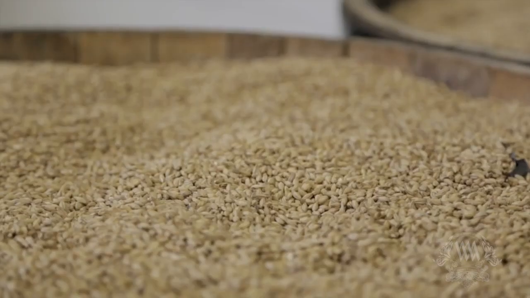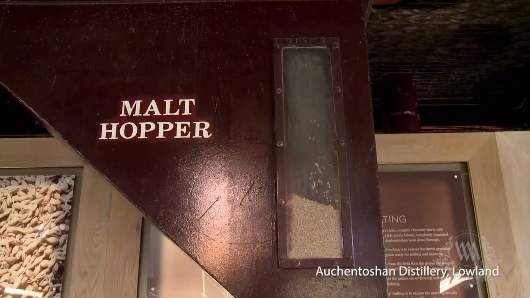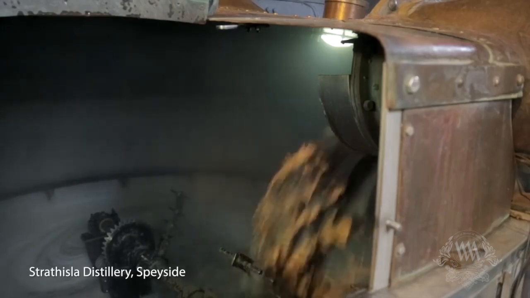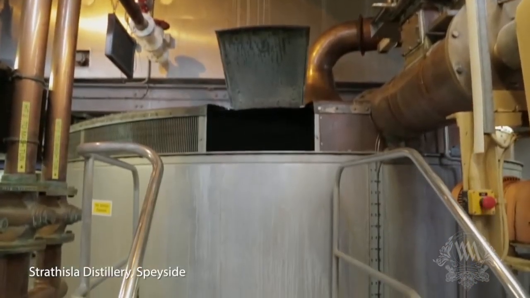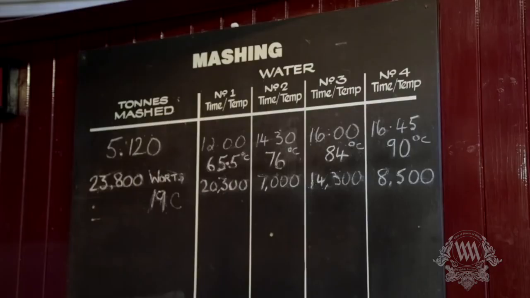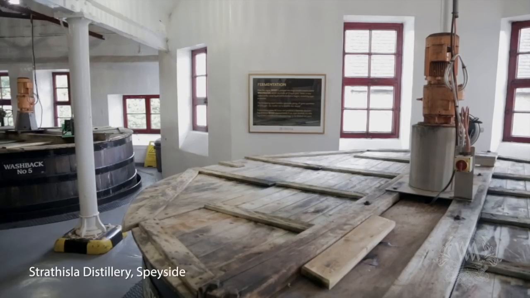Once the raw materials are selected, the mashing process begins. During mashing, the grain is mixed with hot water and steeped for several hours in order to extract the sugars from the grain. This process is essential to producing a high-quality whisky, as it determines the flavor and character of the final product.